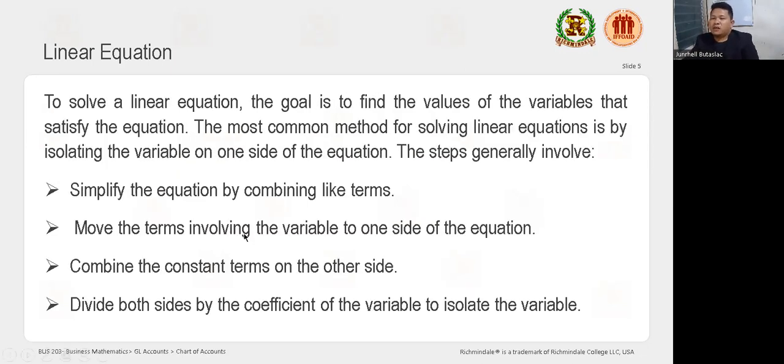All right. Now, to solve a linear equation, the goal is to find the values of the variables that satisfy the equation. The common method for solving a linear equation is by isolating the variable on one side of the equation. The steps generally involve: first, simplify the equation by combining like terms. Second, move the terms involving the variables to one side of the equation. Next, combine the constant terms on the other side. Then divide both sides by the coefficient of the variable to isolate the variable.